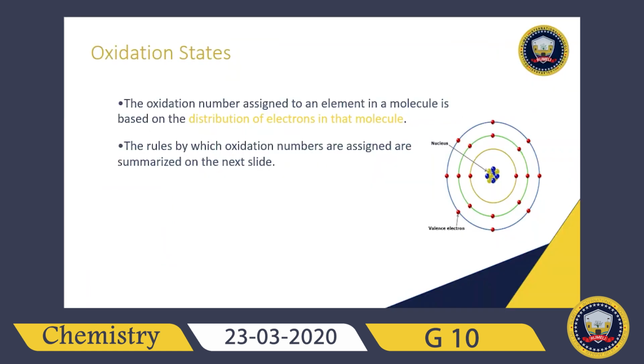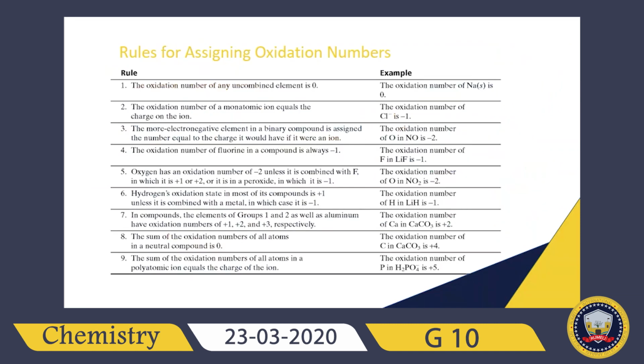So last time, if you remember, we start our discussion about oxidation number. We say that oxidation number assigned to an element in a molecule is based on the distribution of electrons in that molecule, and then we moved to the rules for assigning oxidation numbers, and actually these rules are so important, and today inshallah we will know how we can use these rules.